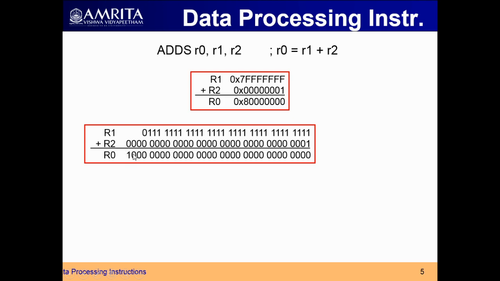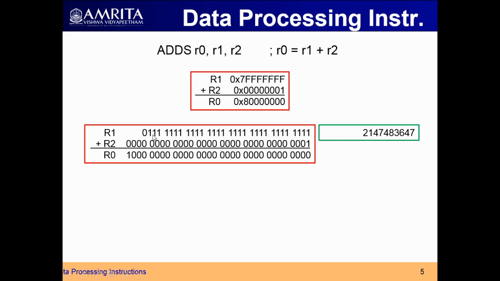Here in the result, the MSB, most significant bit, is 1. So what is this value? 7FFF, what is the specialty of this value? Its MSB is 0. So what does this MSB represent? It represents the sign bit. The MSB of a binary number represents the sign bit. If it is 0, that means your number is positive.